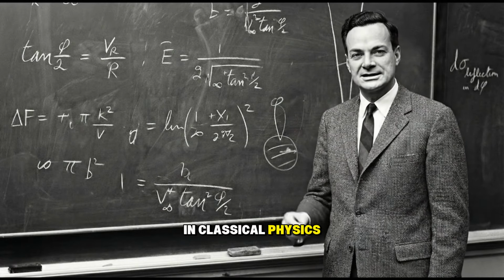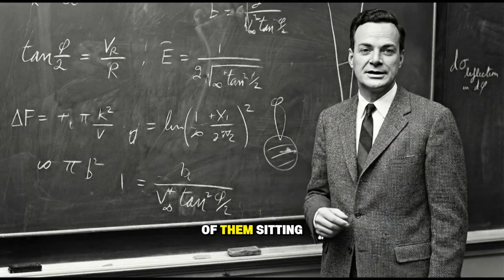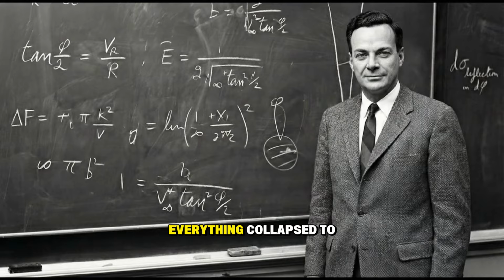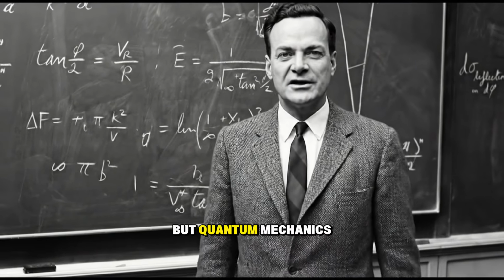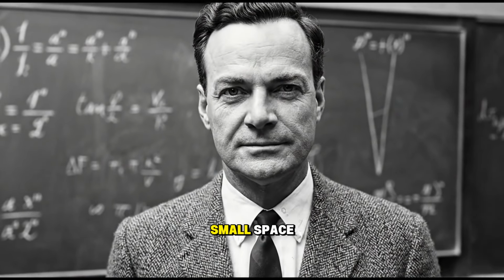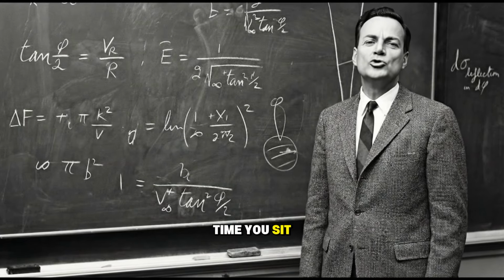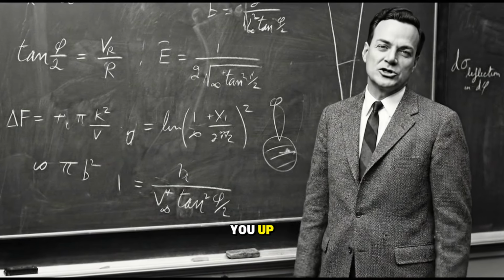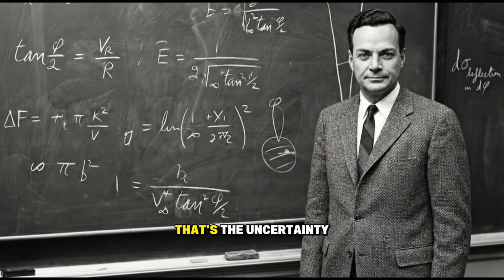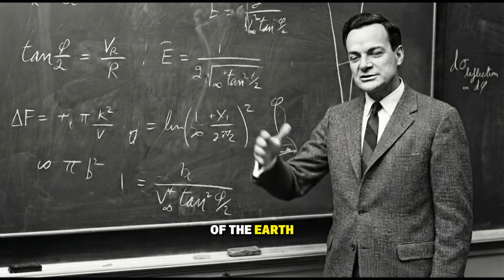In classical physics, the best arrangement of positive and negative charges would be all of them sitting on top of each other. Everything collapsed to a point. But quantum mechanics says no. You can't confine particles to a small space without paying the price in momentum. So the next time you sit in a chair and it holds you up, that's quantum mechanics. That's the uncertainty principle keeping you from falling through to the center of the Earth.